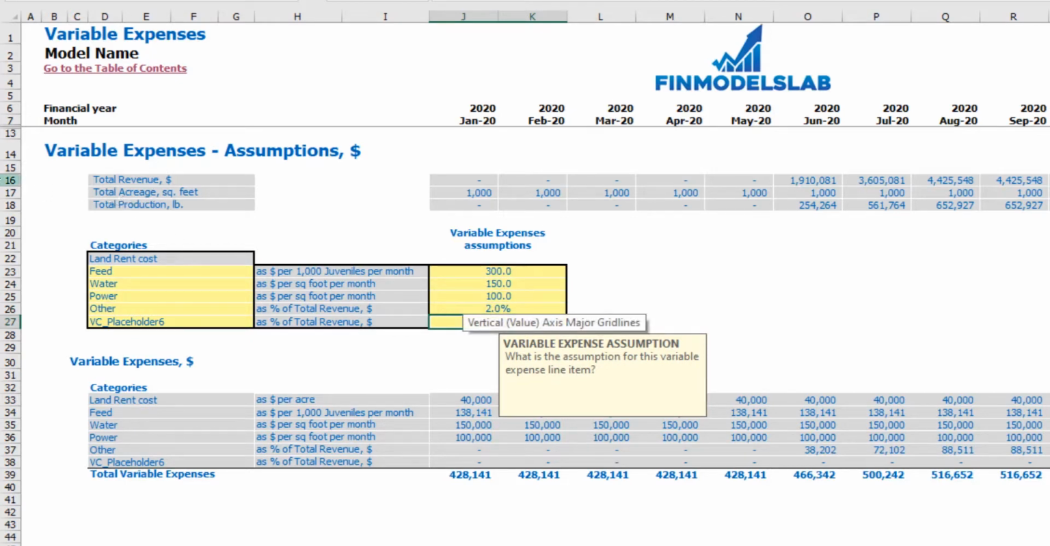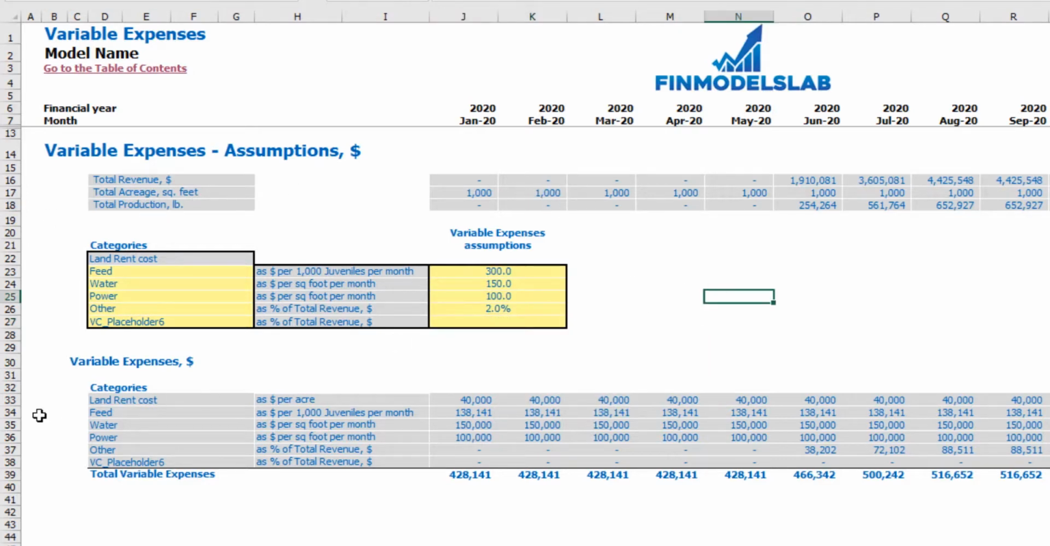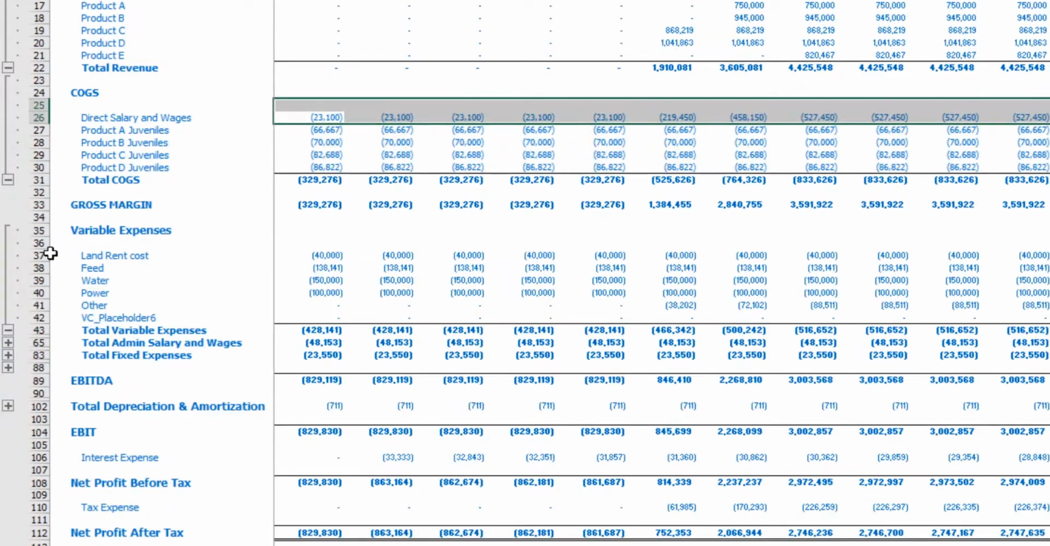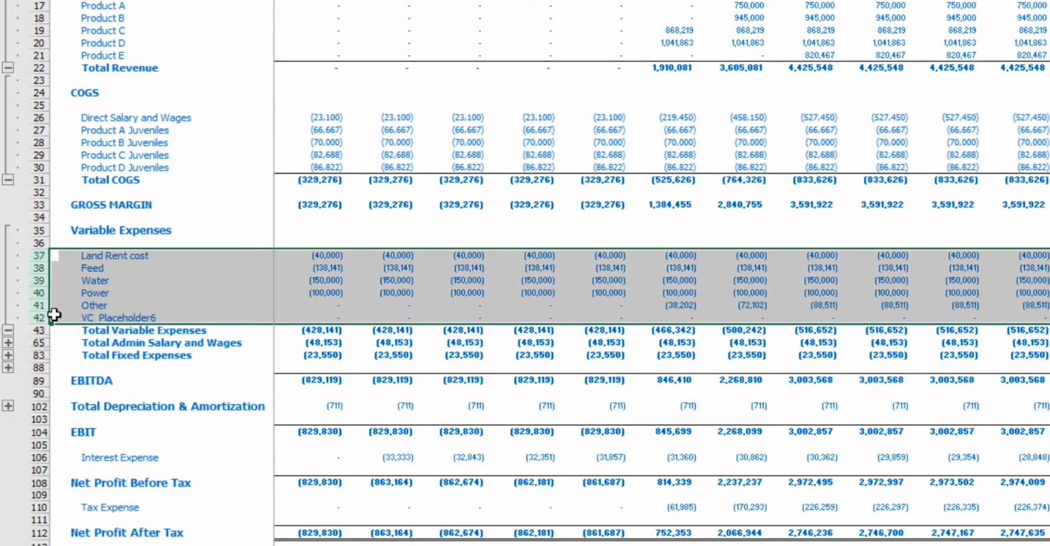On the top you have the main drivers, which are total revenue, total acreage, and total production in pounds. And on the bottom you may see the calculation of these categories by months, and in the income statement tab under the variable expenses section you may see the breakdown of these categories by months.